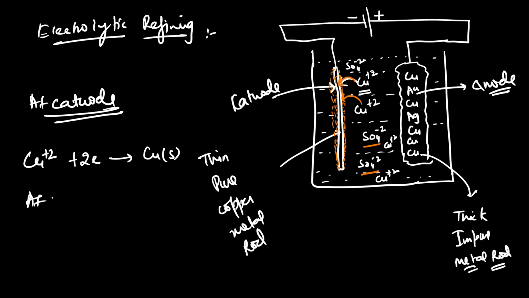What would happen at the anode? At the anode, the copper atom that is present here. Why not the Au atom or the silver atom losing the electrons?